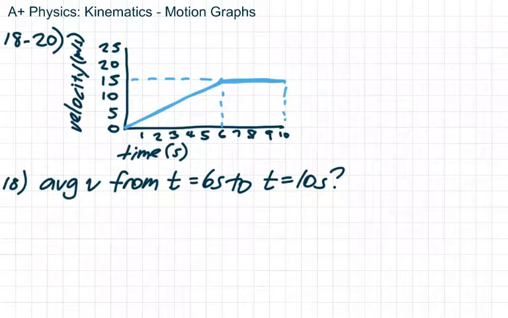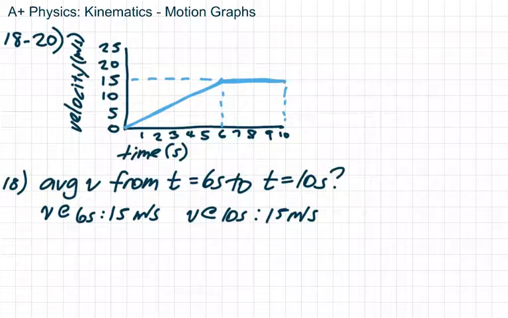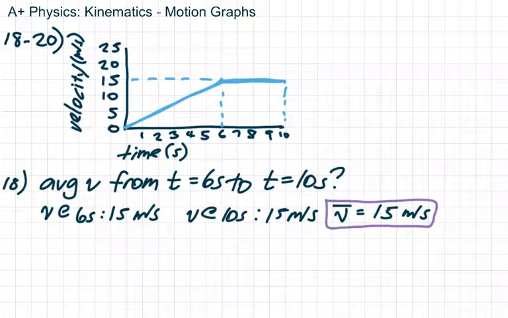Alright, 18 wants to know the average velocity from 6 seconds to 10 seconds. Again, this is a velocity graph, so you could really just read the graph. If you wanted to be fancy, you could do v equals d over t, find the area under the curve from 6 to 10 seconds, and then take that displacement over the time. You get the same answer. And honestly, the velocity hasn't changed in that time from 6 to 10 seconds. It starts at 15 meters per second, it ends at 15 meters per second. So the average velocity is 15 meters per second. I didn't even need to add them up and divide by 2.